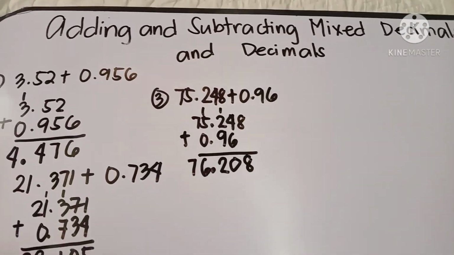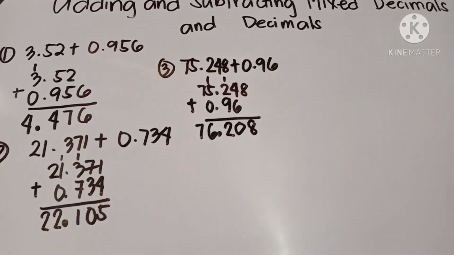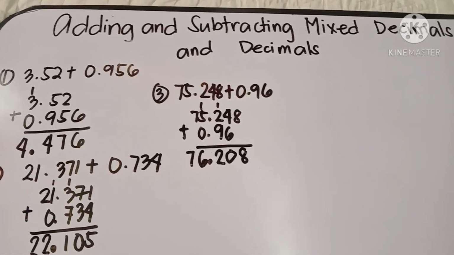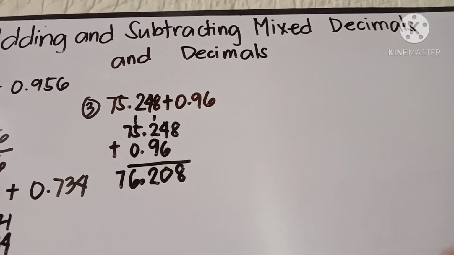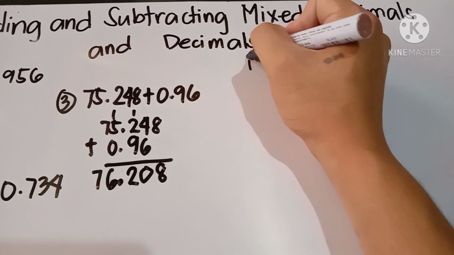Okay. Next, let us proceed with subtraction of mixed decimals and decimals. Okay, let us start with number 1. First example.